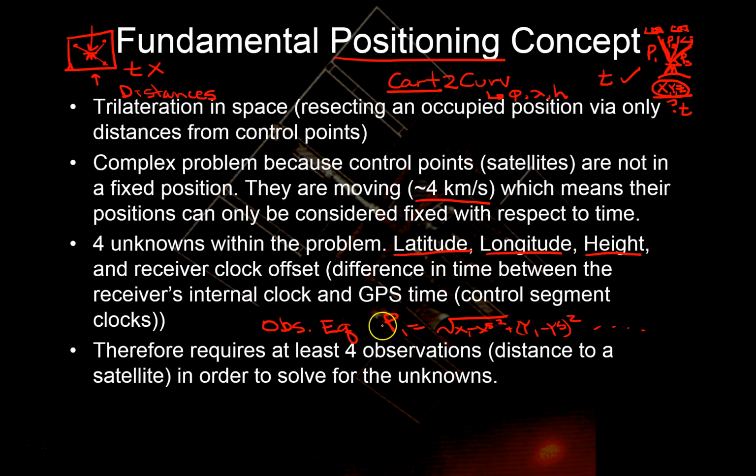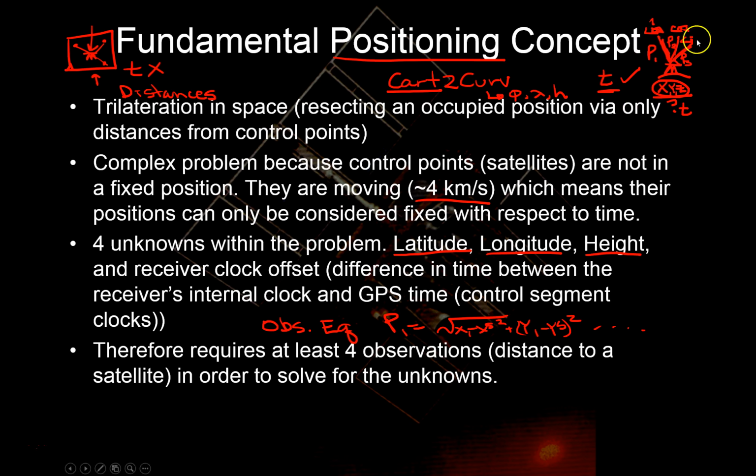So we have an observation equation. Well, if we have 4 unknowns, we're going to need 4 of these observation equations, or 4 pseudo-range measurements, to 4 different satellites. Okay, the measurements need to be made at a constant moment in time, which means you can't make one observation to satellite 1 at time 1, and then another observation to satellite 1 at time 2, and another observation to satellite 1 at time 3.